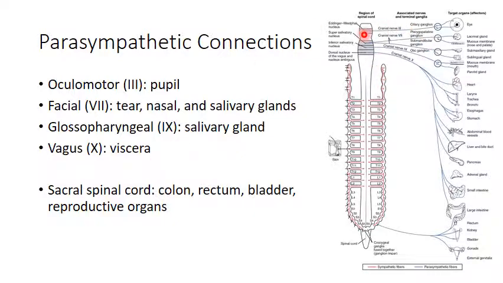Again, we can follow these. Here's cranial nerve 3. We can see its ganglion, again, closer to the target organ than to the brainstem. It's called the ciliary ganglion, and it sends innervation to the pupil of the eye. Cranial nerve 7, so we have our facial nerve here.